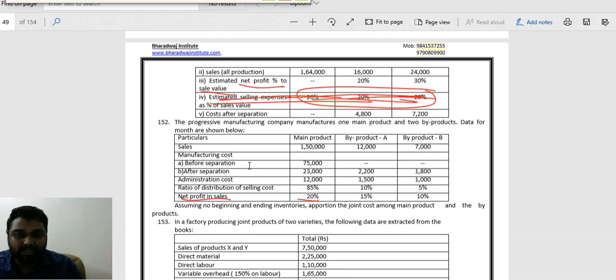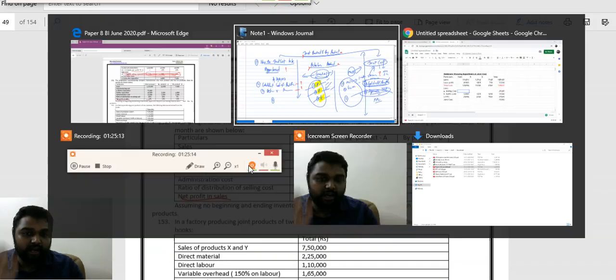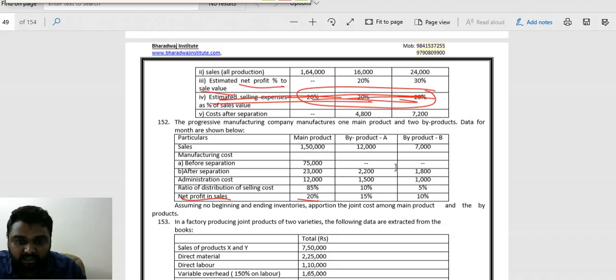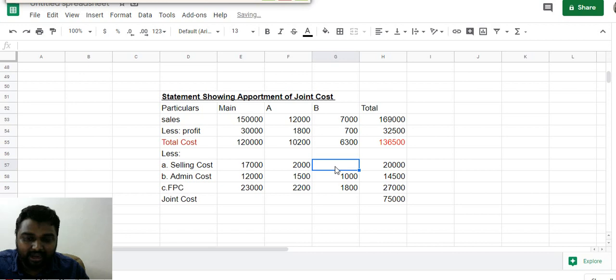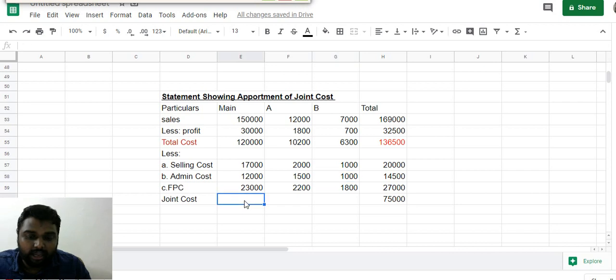Now the selling cost percentage is given. What is the percentage they have given for selling cost? For the first product it is 85%, so total we know into 85%. We got it. For the second product, the percentage mentioned in the question is 10%. So we got the answer. The balance is 5%, 1,000 rupees. Now we can find out the joint cost.